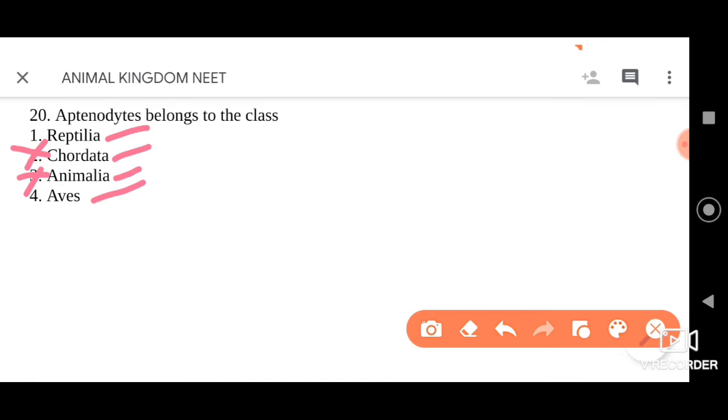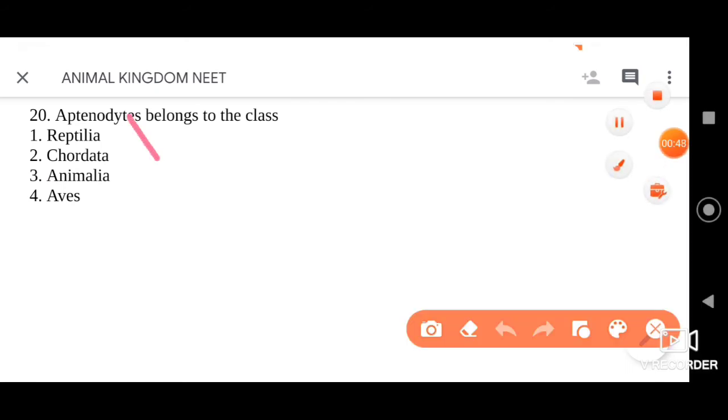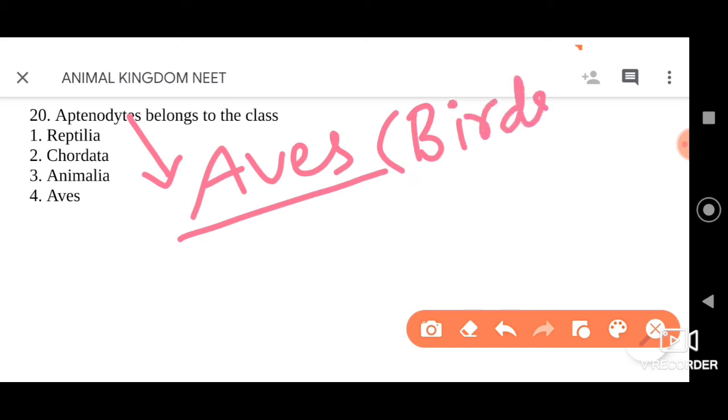So among 2 options now, that is Reptilia and Aves, either one of them the Aptenodytes should belong to. Okay, let us understand what Aptenodytes are now. Aptenodytes are Aves. They belong to the class Aves, where the animals called birds are included, dear students.